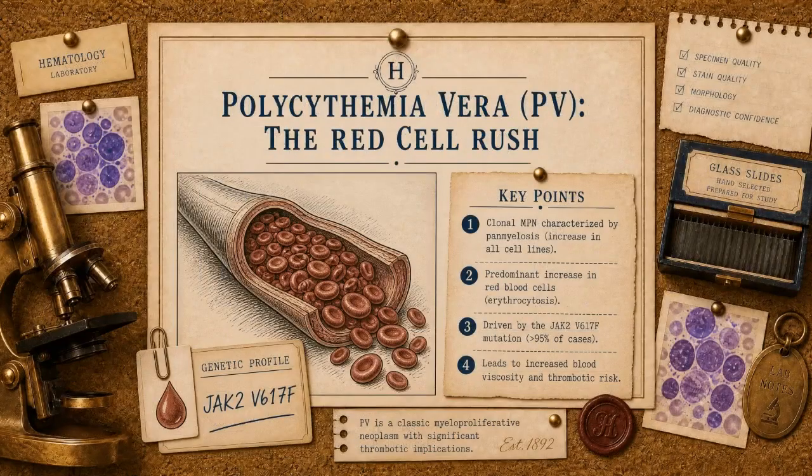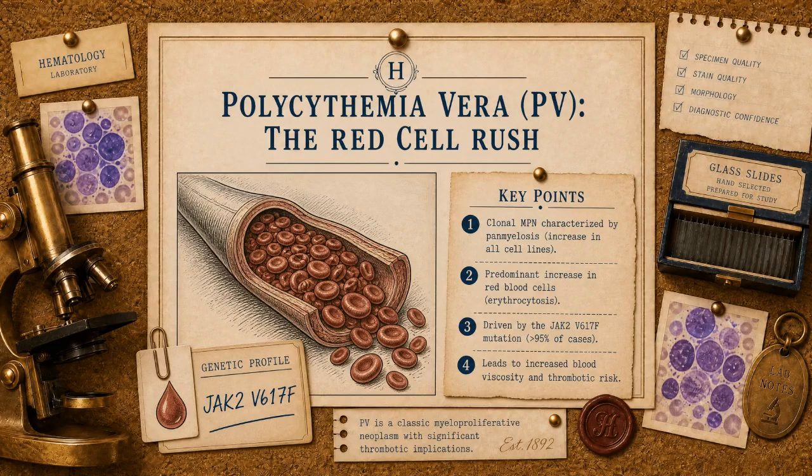Alright, histotechs, let's shift our focus from the granulocytic frenzy of CML to another fascinating MPN, polycythemia vera, or PV. If CML was about too many white blood cells, PV is primarily about a red cell rush and absolute erythrocytosis. This means patients with PV have an abnormally high number of red blood cells, leading to increased hemoglobin and hematocrit levels. It's like the red blood cell production line in our bone marrow factory has gone into hyperdrive.